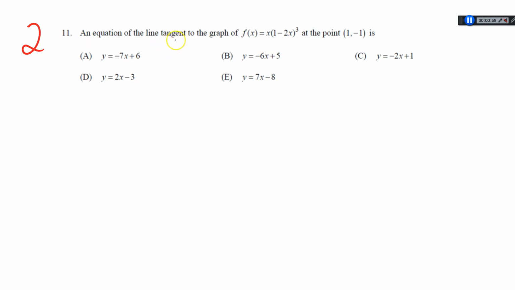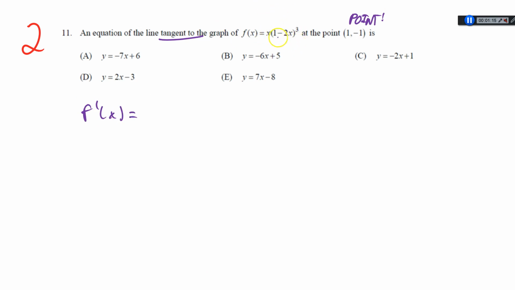So we're looking for the equation of the tangent line to this graph at the point (1, -1). Hey, they gave us the point. Yay! You can plug in 1. It should give you -1. I'm not going to waste my time doing that. So all I need is the slope. So I need f prime of x. Well, f prime of x is going to require product rule.